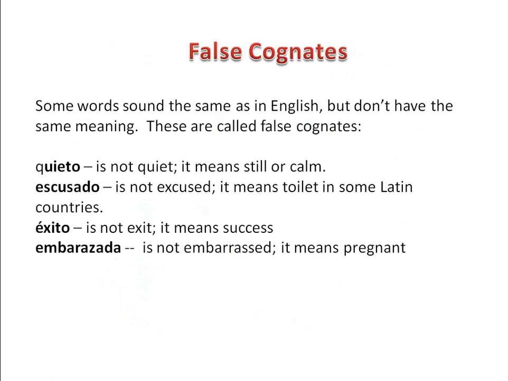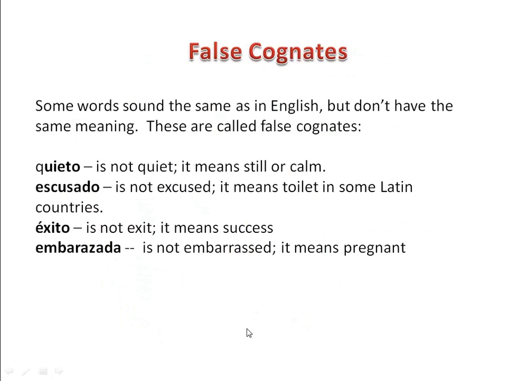However, there are some false cognates. Some words sound the same as in English but don't mean the same thing. These are called false cognates. For example, we saw previously the word quieto. It looks like quiet, but it's not. It means still or calm, which is related. The word excusado is not excused. It means toilet in some Latin American countries. Éxito, not exit. It means success. Embarazada, not embarrassed. It means pregnant.